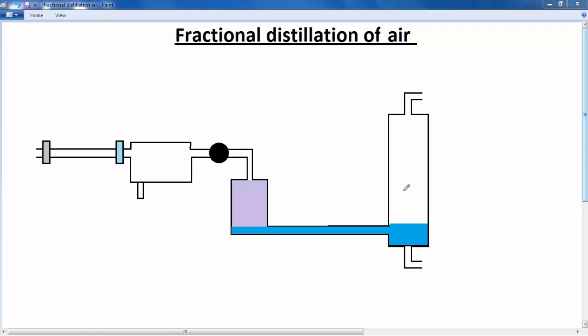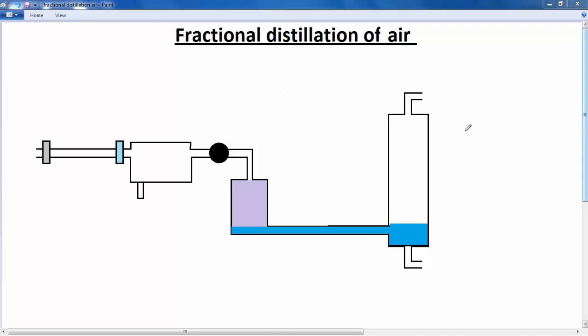In this lesson, we're going to look at how to separate the components of air. Now remember that air is a mixture. That means that any technique used to separate those components will be a physical technique. And so fractional distillation is a physical process.